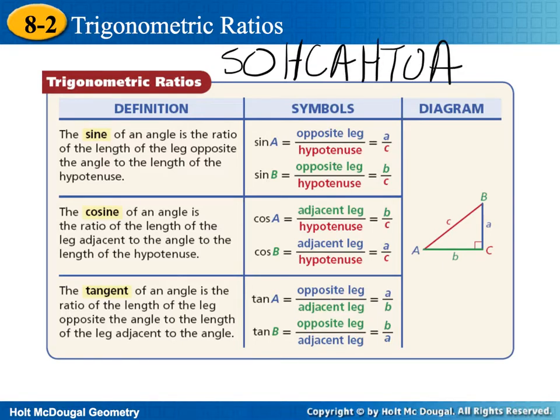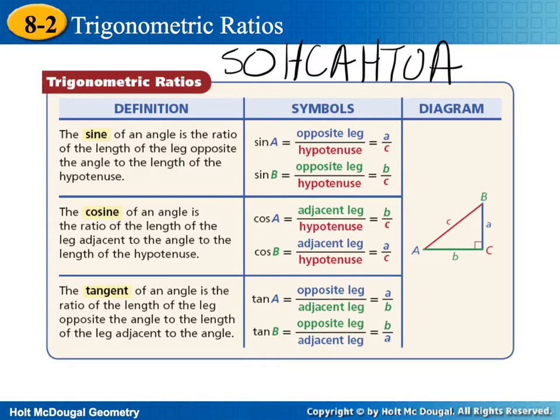SOHCAHTOA. SOHCAHTOA is going to be the acronym that we use to remember the order of sine, cosine, and tangent. What I'm going to use these for is to find the missing sides or angles. I can use these functions, sine, cosine, and tangent, to find angles and measurements and side lengths and all that stuff.